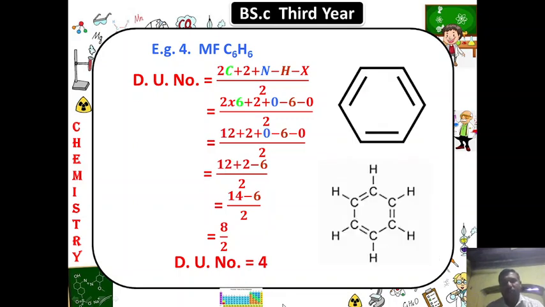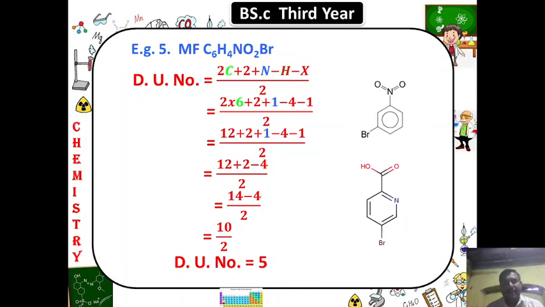Then the molecular formula is C6H6. Carbon is 6 and hydrogen is 6. There is no nitrogen, oxygen or halogen. 6 into 2 is 12, 12 plus 2 minus 6 is 14 minus 6, which is 8, divided by 2 is 4. So there are 4 degrees of unsaturation: 3 double bonds give 3 unsaturations, and the ring is the fourth. This is not the only possible structure, but for example, this is the benzene structure, and it has 4 degrees of unsaturation.